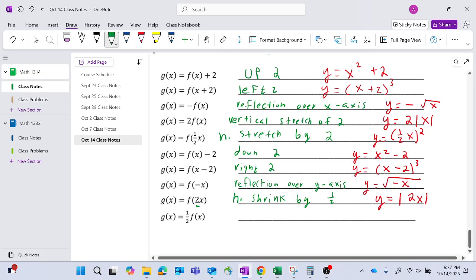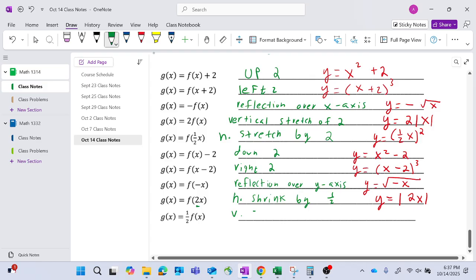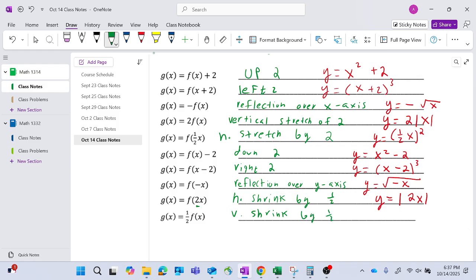And then the last one, 1/2 of f of x. That's in the place of the a. It's a vertical shrink by 1/2. An example could be something like y equals 1/2 x squared.